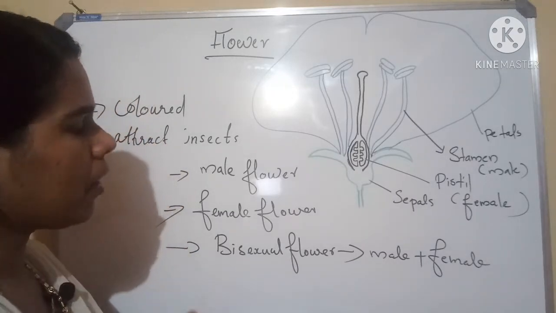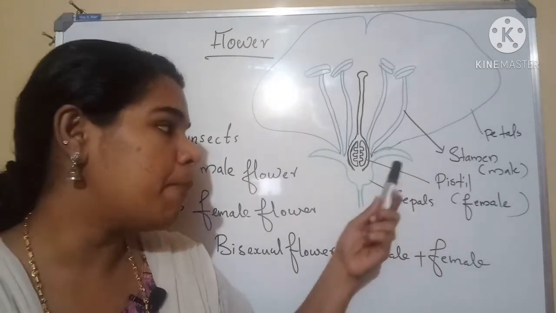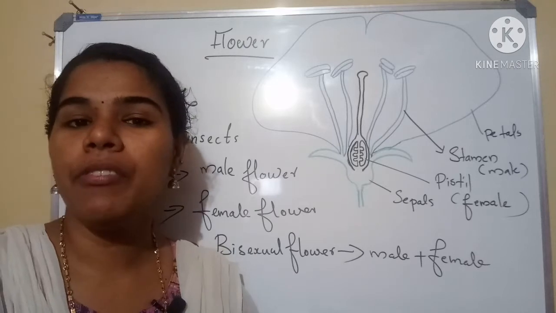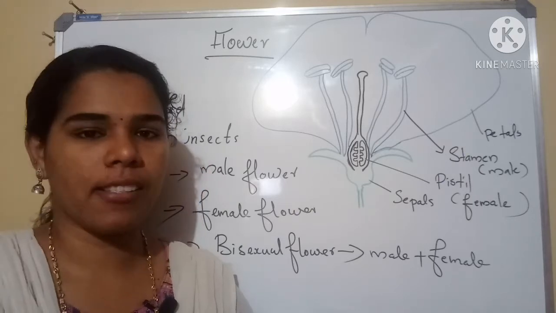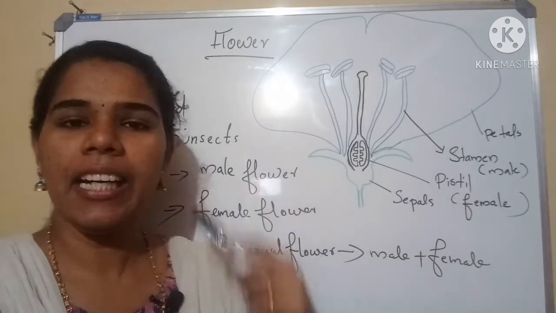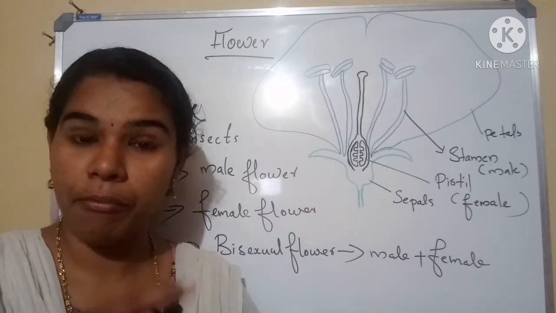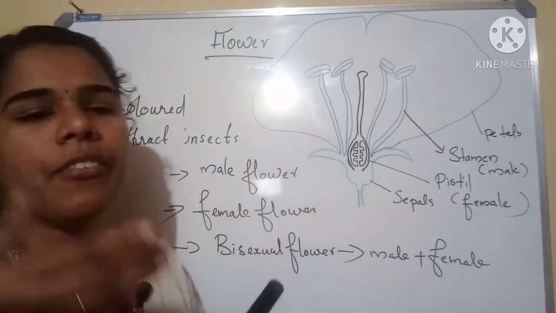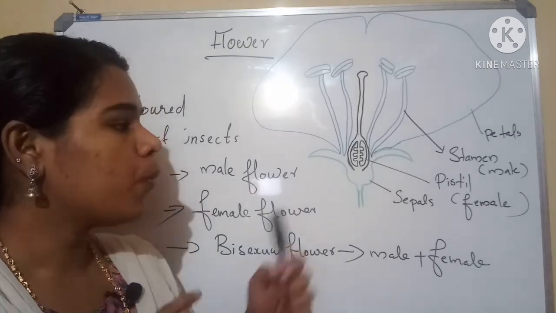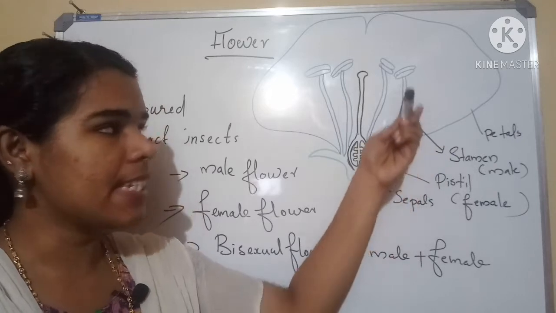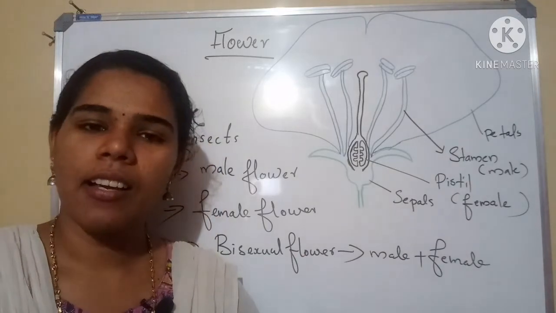So these are the basic parts of the flowers. Outside we can see sepals and petals, which are mainly to attract the insects. They are variously colored, and in some cases sepals may also be variously colored. On the inner side of the flower we can see two sex organs, male and female. The male sex organ is called stamen, and the female sex organ is known as pistil.